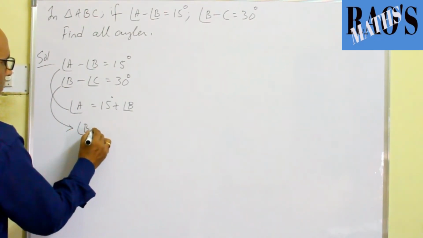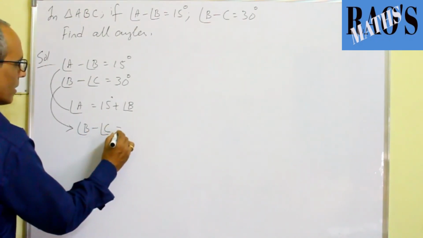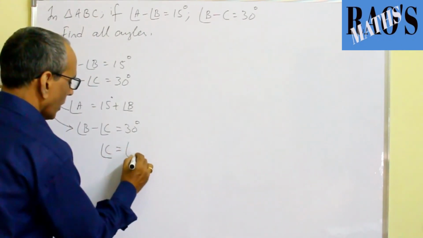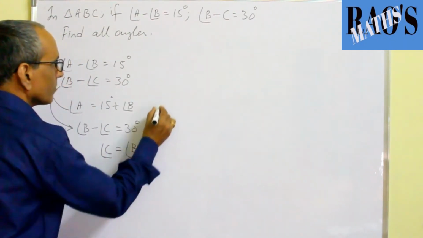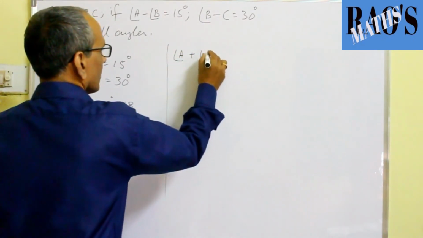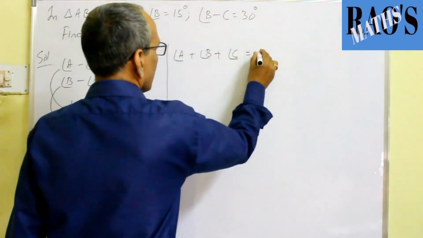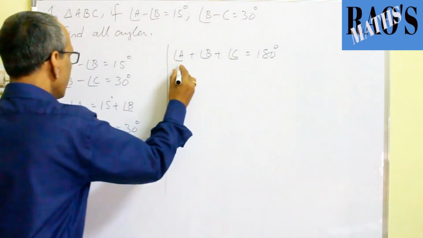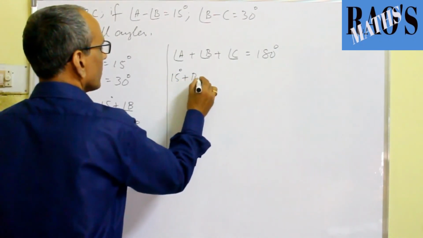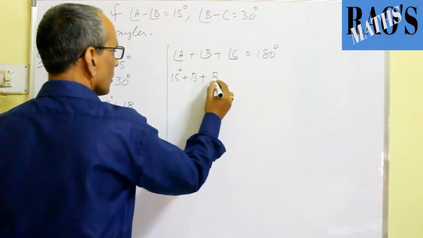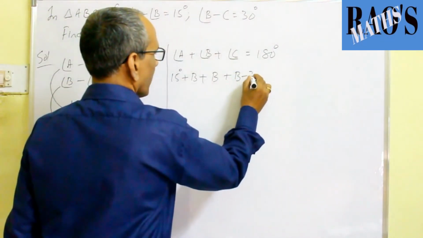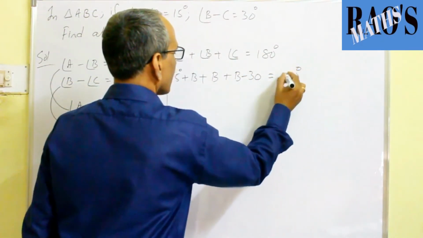Okay, and from this take the angle C. Angle B minus angle C is equal to 30 degrees. Therefore angle C is equal to angle B minus 30 degrees. Now let's add up all the angles. Angle A plus angle B plus angle C is equal to 180 degrees. Angle A is 15 plus B, plus angle B which is unknown, plus angle C which we already solved, B minus 30, is equal to 180 degrees.